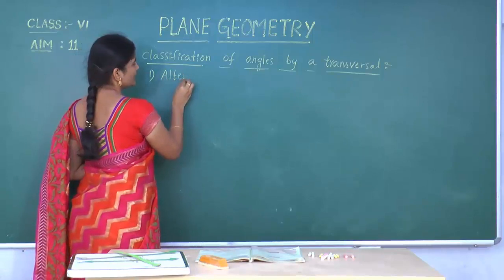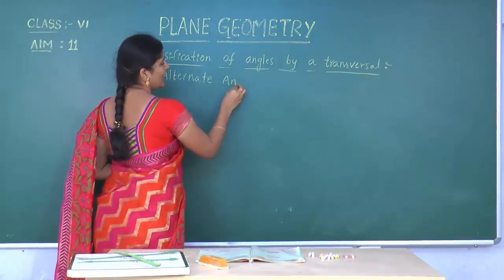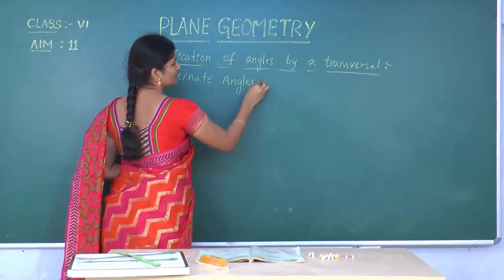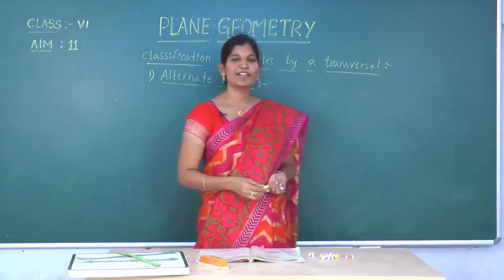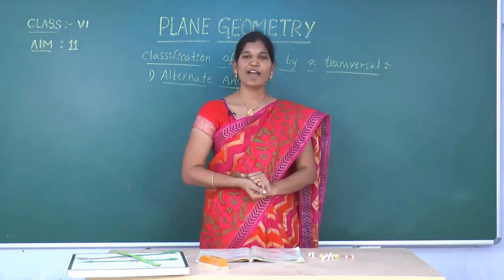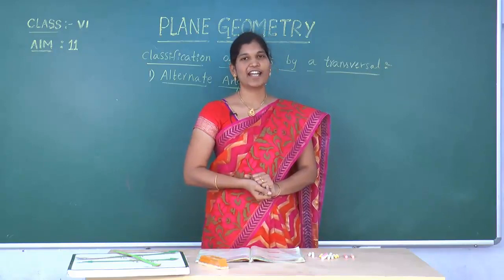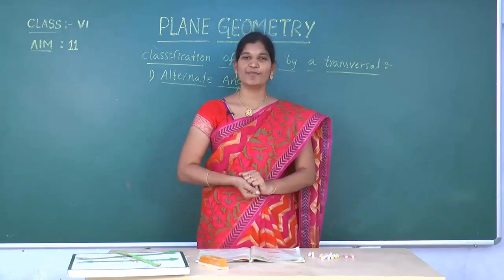First one is alternate angles. What is meant by alternate angles? What are the rules? If any two angles are said to be alternate angles, then they follow some rules.